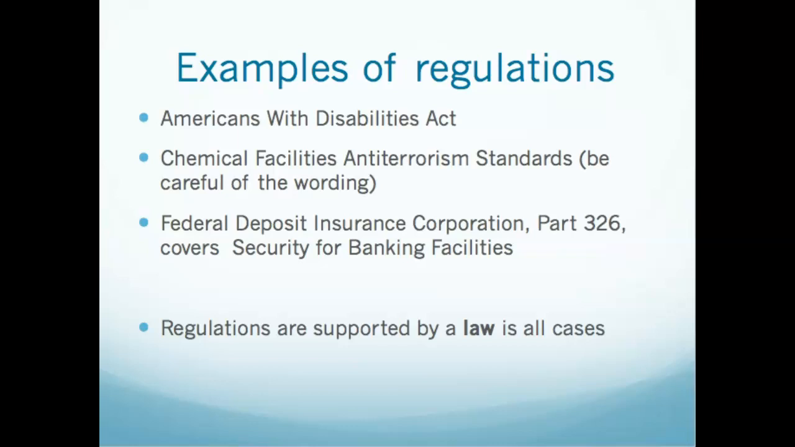FDIC protects you up to, I believe, $125,000 now, which is why when you start to put money away, you should start to think about splitting your money up into separate accounts if you're going to put it in banking accounts so that you don't have more than that. Because if the bank does go, you're only insured up to that amount by the federal government. But regulations, in this case, are all supported by a law. That's the difference. And so regulations here, you notice, the American with Disabilities Act wasn't written as a security act, but it certainly impacts you. And the other ones do as well.